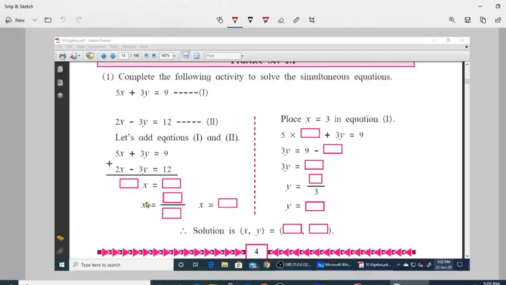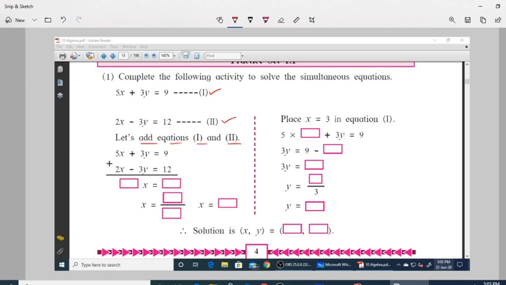So this is our activity. I'm going to solve this activity. Look, in this activity we have two equations. This is equation number 1, this is equation number 2. Let's add equation 1 and 2.